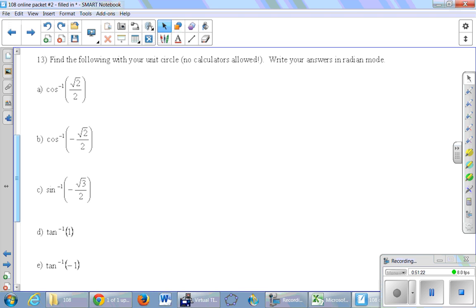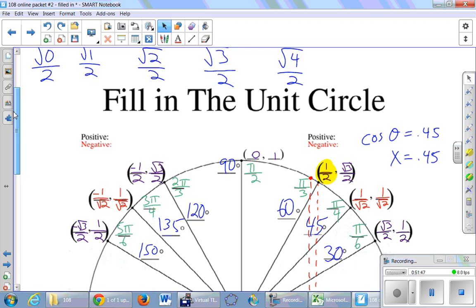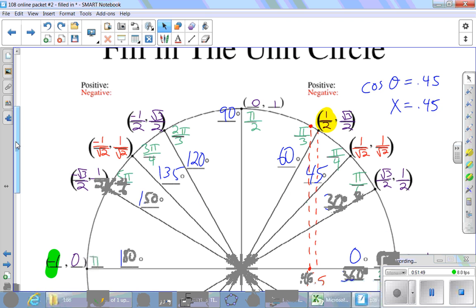So let's look at 13. And we're going to see how to use the facts that we just established in that previous diagram. Find the following with your unit circle. No calculators allowed. Write your answers in radian mode. Okay, inverse cosine of root 2 over 2. So we want to go back to our unit circle. Okay, so inverse cosine of root 2 over 2. We'll go to our unit circle, and we can write this one over here.